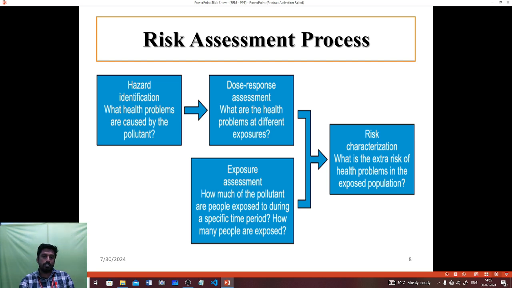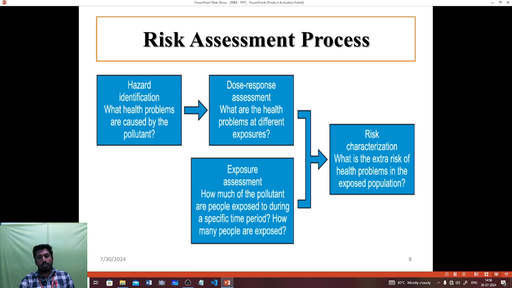The second one is dose response assessment. How do we assess the dose response? What health problems occur at different exposures or different conditions? The reflection of the problems may vary based on the hazard.